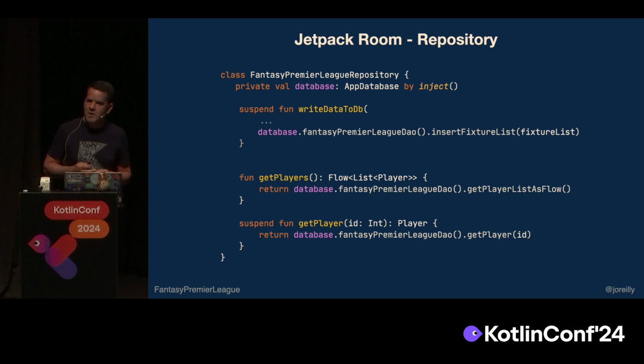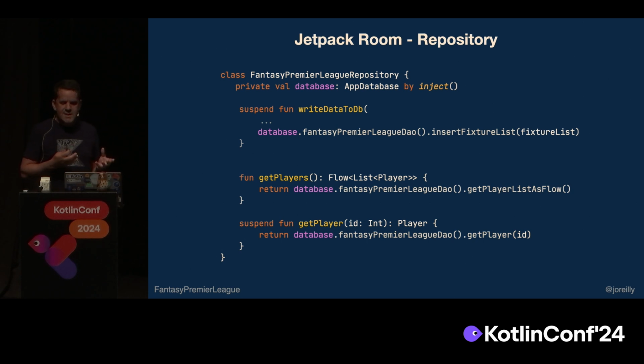And showing an excerpt from that repository class here, we inject the app database instance, again using Koin, and then use it to get the data access object, which we use then to write the info to the database, and also expose what's in the player table in the database as a flow, along with a method to get a particular player by ID.